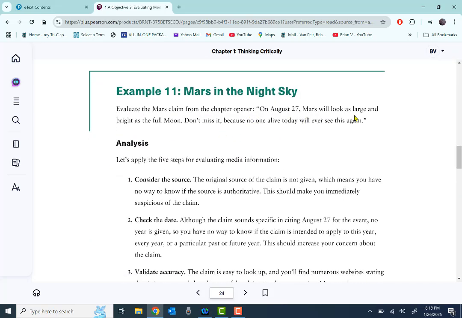No one alive will ever see it again. Well, I don't think that's true, because we just found out that every 26 months this happens, and it seems like it's going to be perpetual throughout eternity. So unless everybody today is going to die before August 27th, then we can see that that's not true.